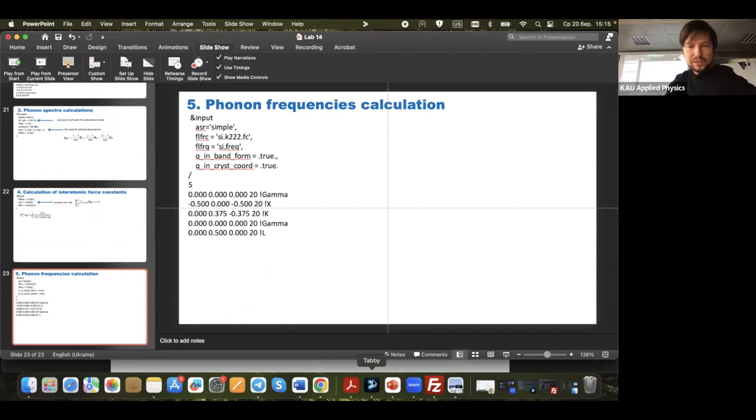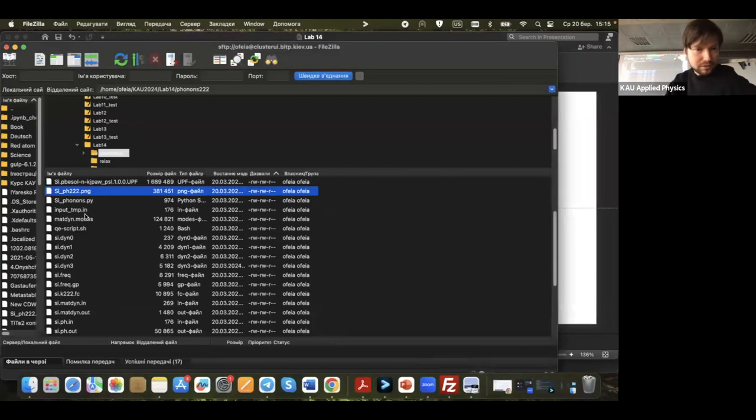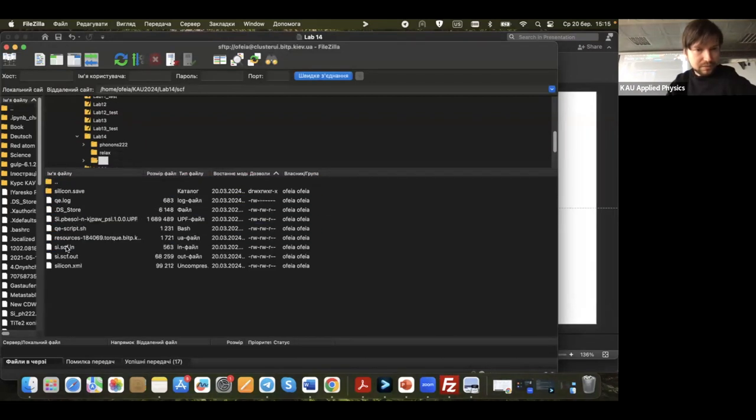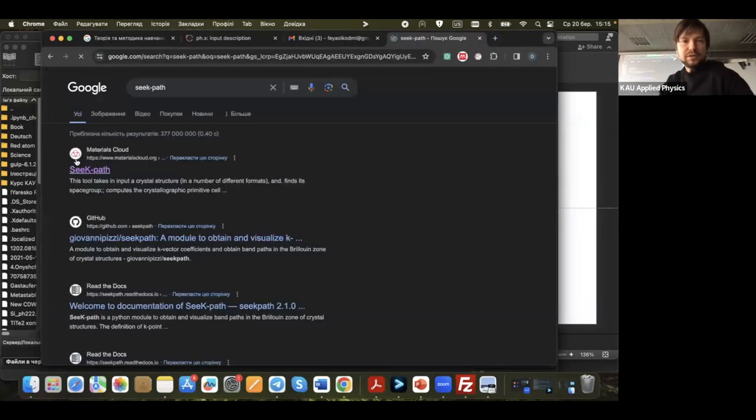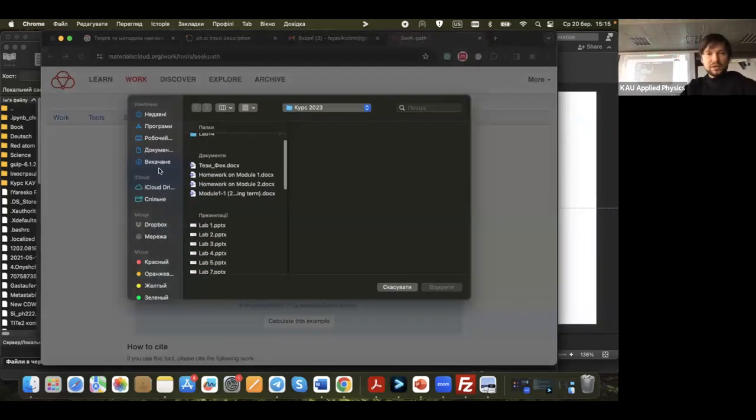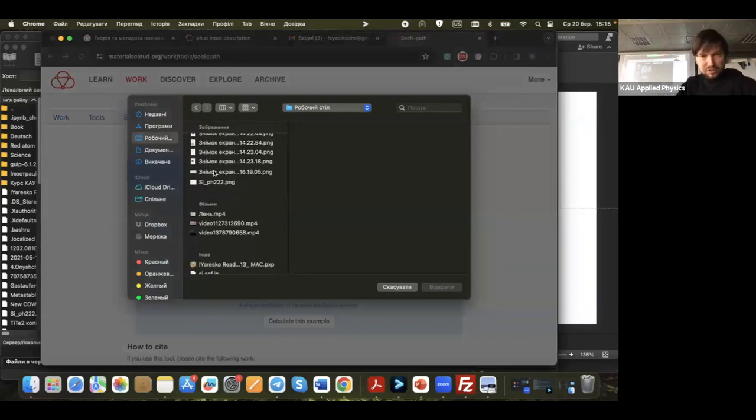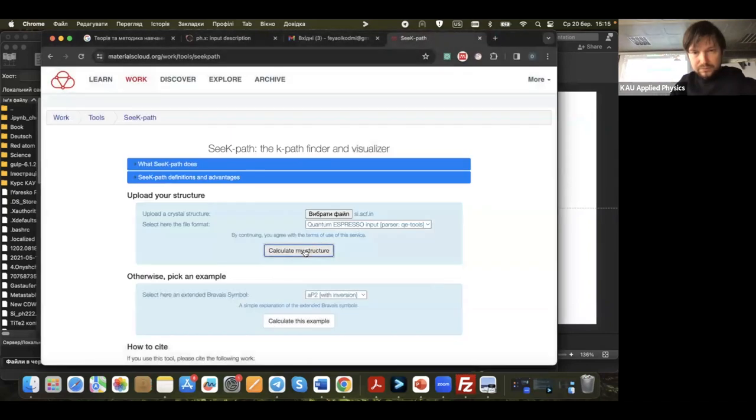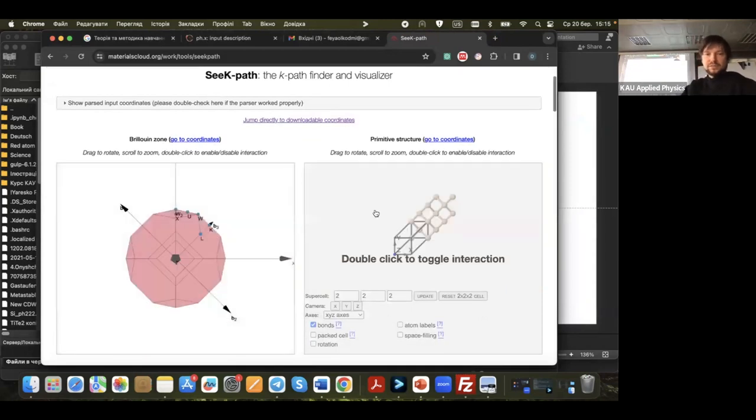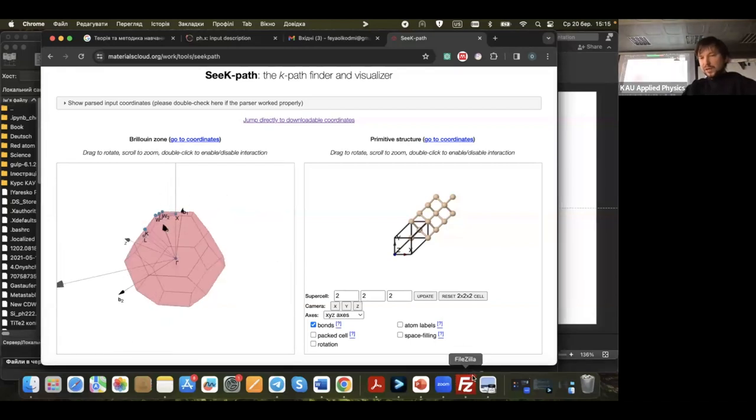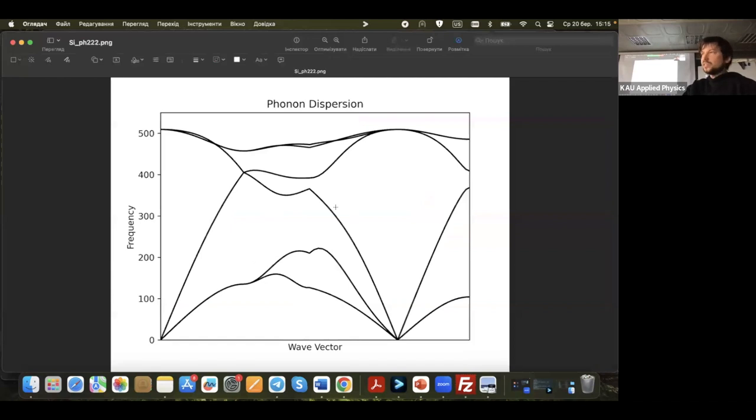I can show you it, by the way. It's the same Brillouin zone as we used in our electronic structure calculations. Here it is. And I chose these numbers. So this is a Brillouin zone for a cubic system. And that primitive thing was for the chain.